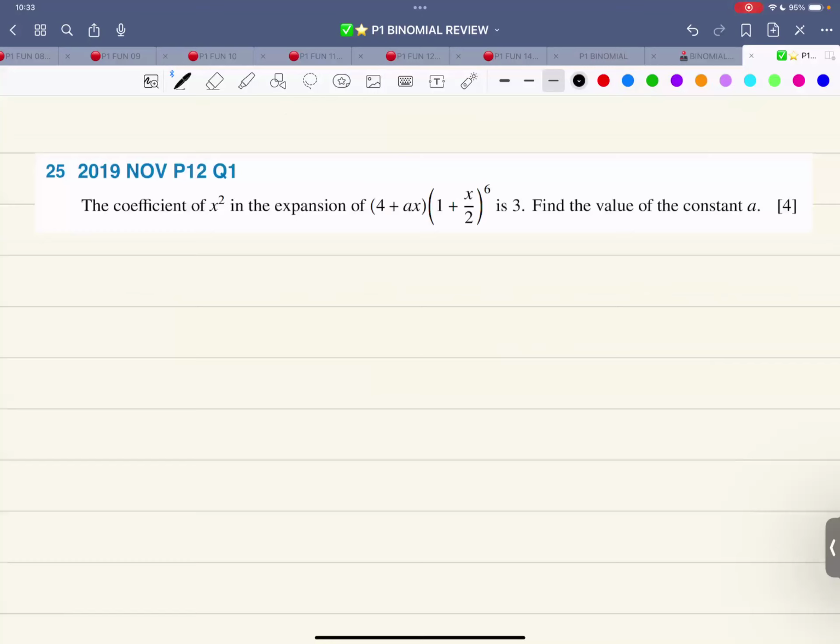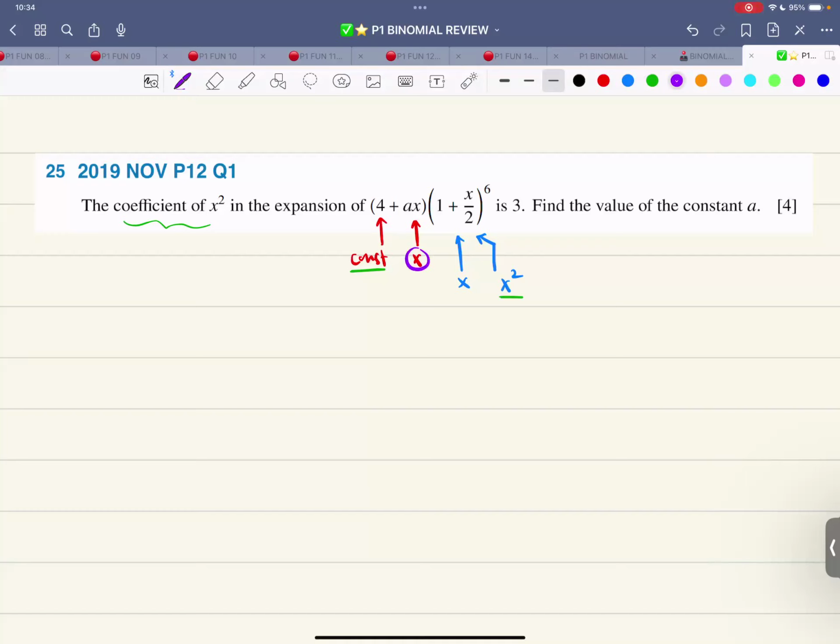Now, over here, let me solve this one. The coefficient of x square in the expansion is this much. Find the value of constant a. Now, over here, we have a constant. We have an x term. In other words, from here, we need an x term. We need an x square term. Do you understand why? Because this constant will multiply with x square, and that will give me x square.